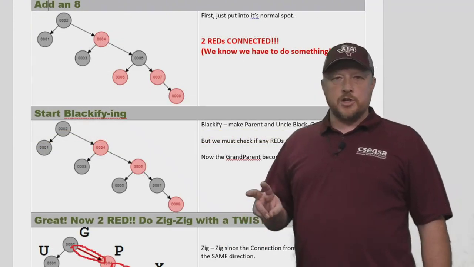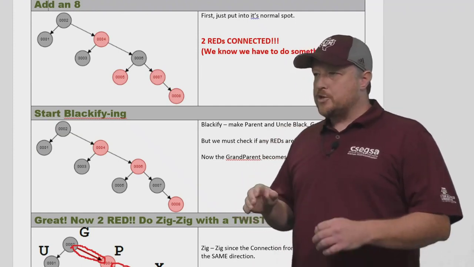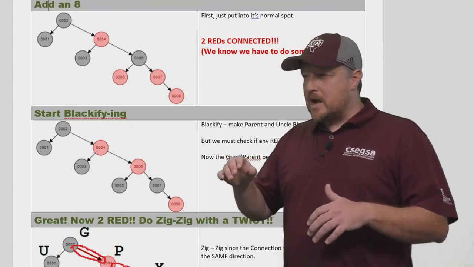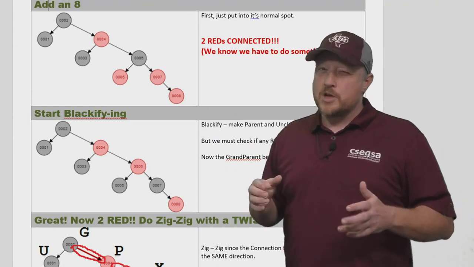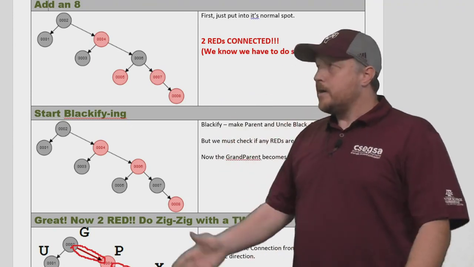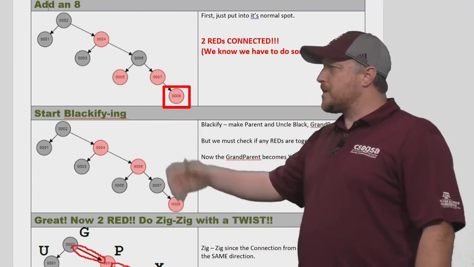You're going to see two things in this example. Number one is watching a case 1, where, remember, you have to blackify and then check the grandparents to see if it's connected to a red. This might be your first time seeing them connected to another red and what we have to do after that. We also have our child handoff that I told you about earlier. In this example, we just added number 8.